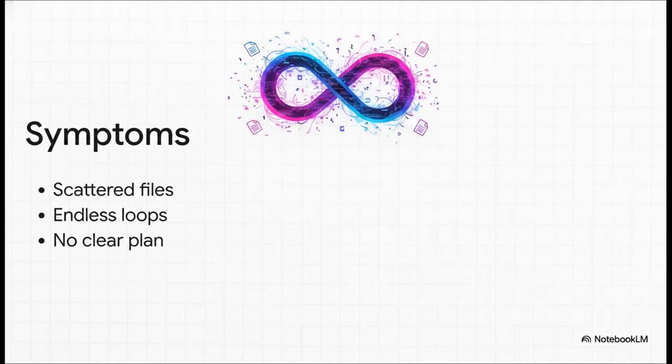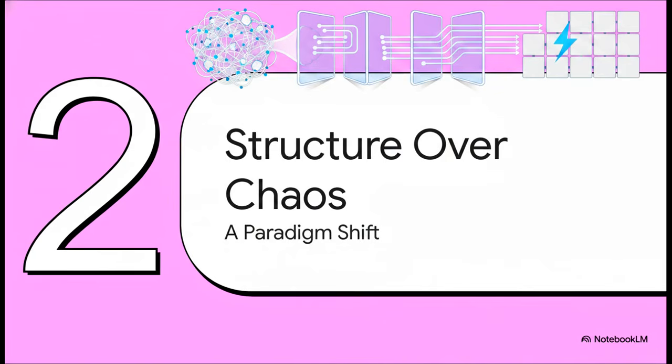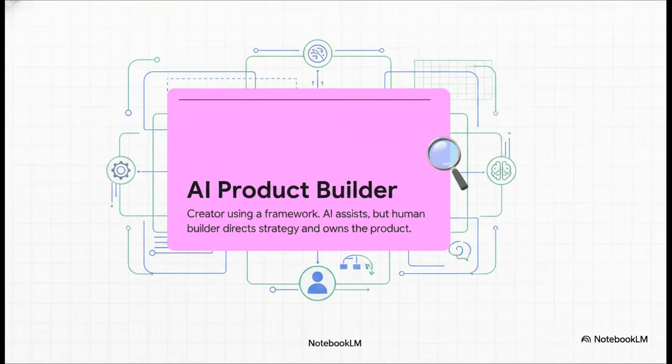Is your file architecture a total disaster? We're talking about a desktop cluttered with files named app final version 3 really final.py. If so, you're probably stuck in an endless development loop where fixing a tiny front-end bug completely breaks your entire back-end database. Which leads us to our next major section, part two, structure over chaos. We need a massive paradigm shift to fix this.